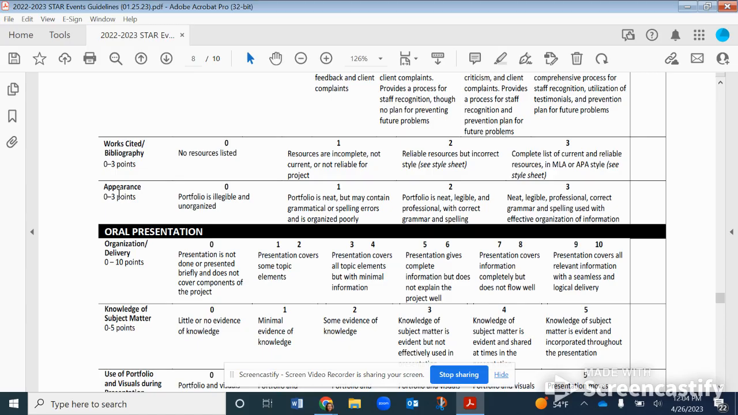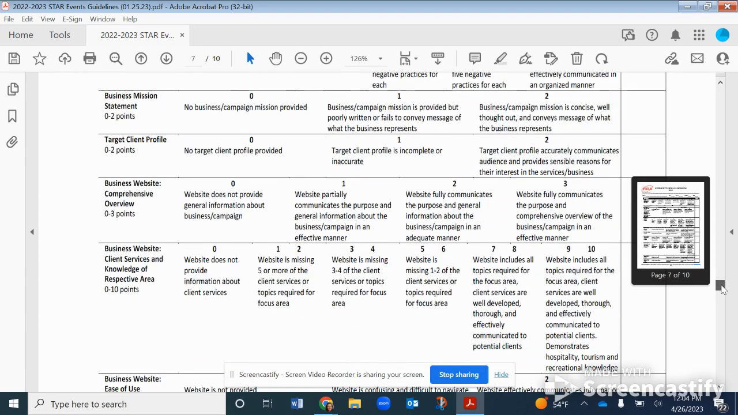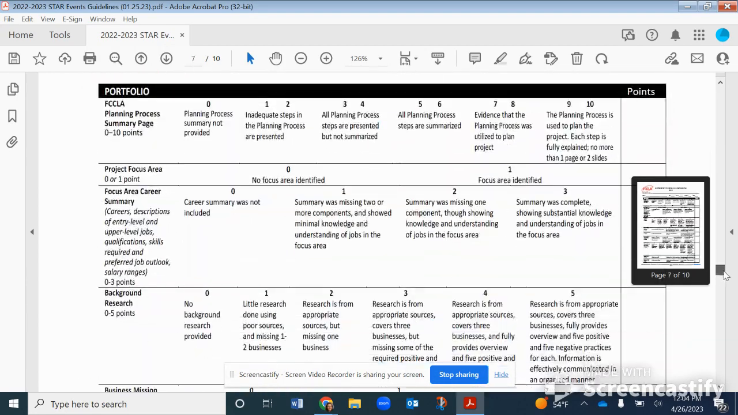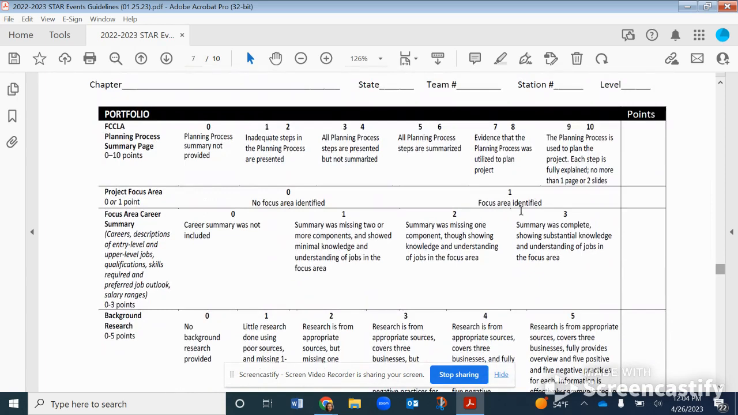So let's start there. Can you identify for me any FCCLA specific things that you had to do to jump through the hoops for FCCLA and not at all? Yes. So, of course, starting at the beginning, the planning process summary page. Obviously, you had to have the project focus area, which is already decided for them. So, that one can be eliminated. Right. Exactly. So, starting here, the FCCLA planning process stage.